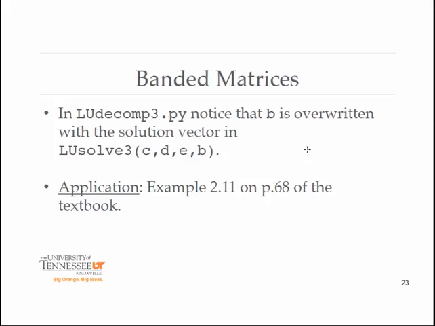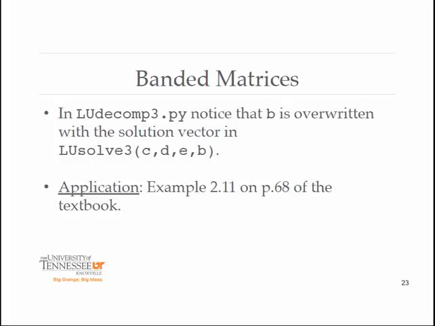So again, I'll provide you the LU-decomp.py module on Blackboard. Keep in mind that the right-hand side vector B will be overridden with the solution vector when you call LU-solve3. The 3 just represents 3 diagonals. Just to show you a simple illustration of using this module, it's a very nice example, 2.11, on page 68 of the textbook. I'm going to show it to you.